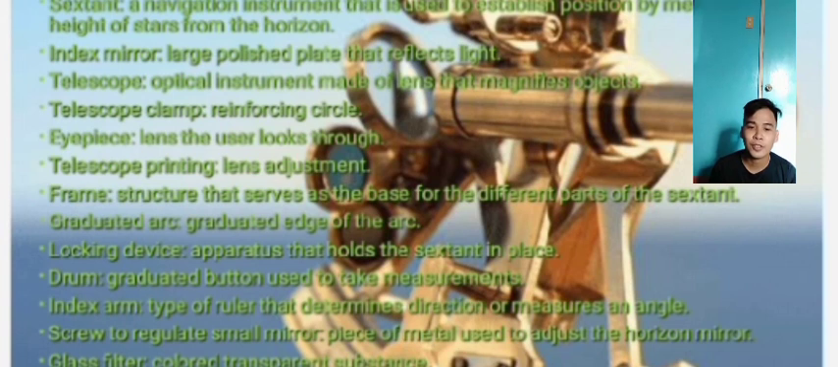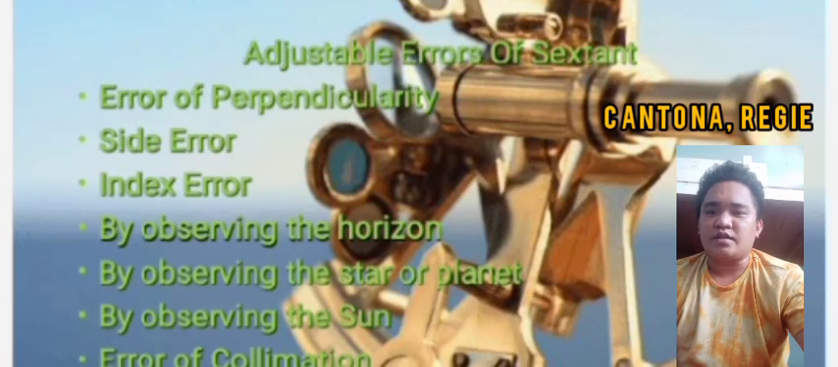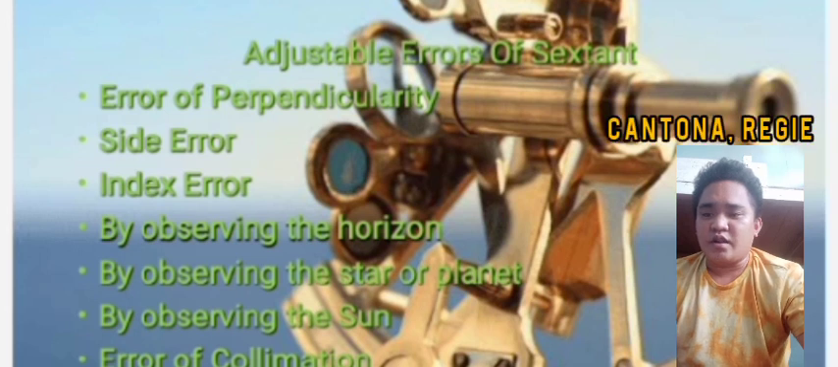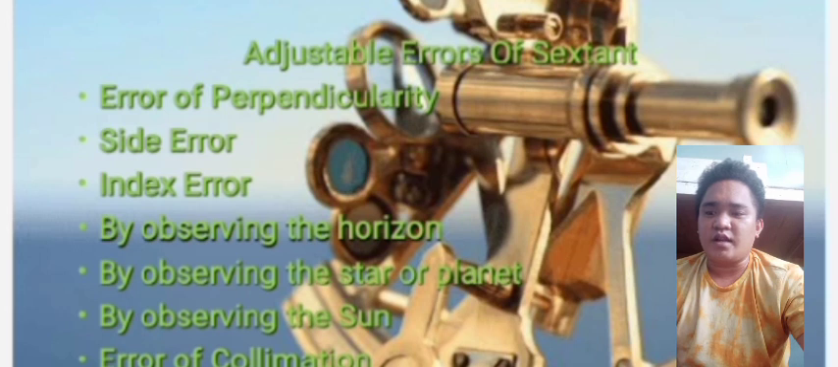So next, reporter. Errors of the sextant. Adjustable errors of the sextant. First is error of perpendicularity. Error of perpendicularity is produced by the index glass not being perpendicular to the plane of the instrument. Second is side error. That is the error in the reading of a marine sextant due to non-perpendicularity of the horizon glass to the frame. Third is index error.